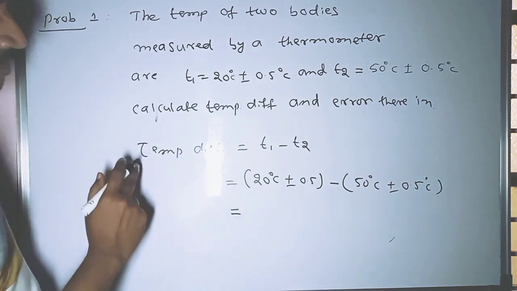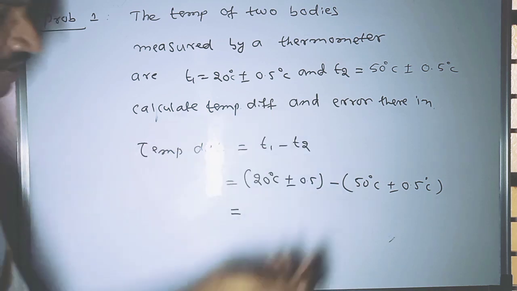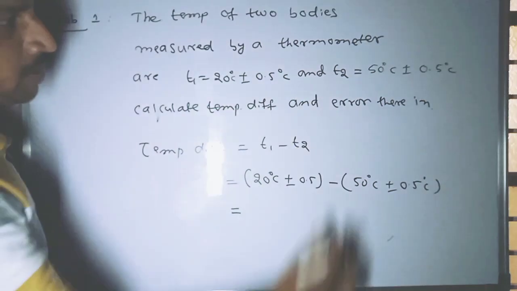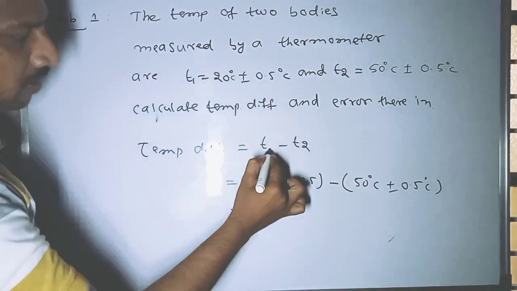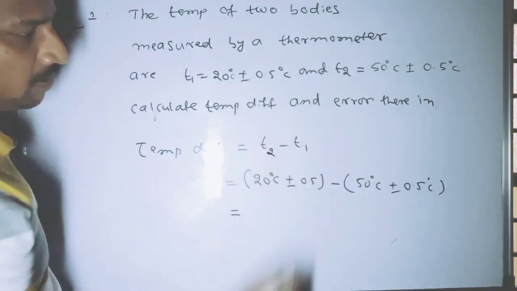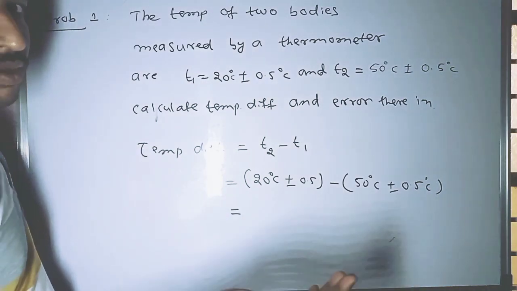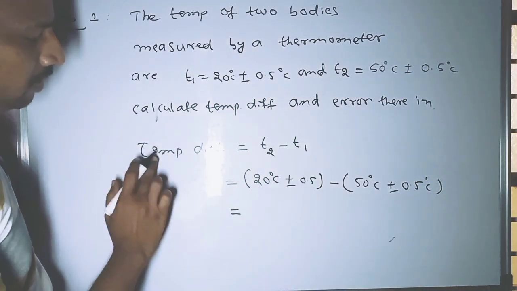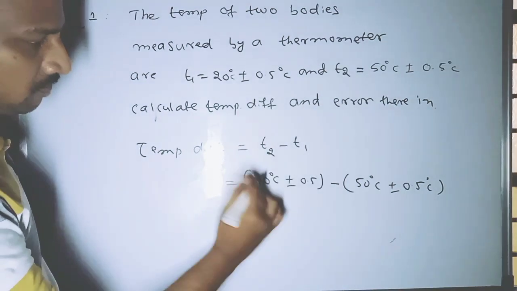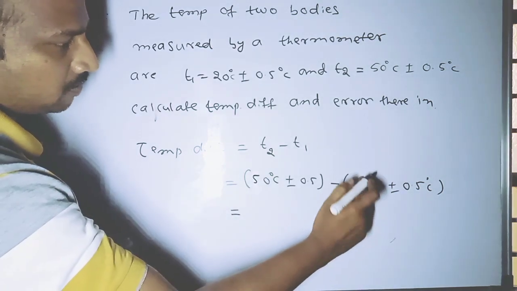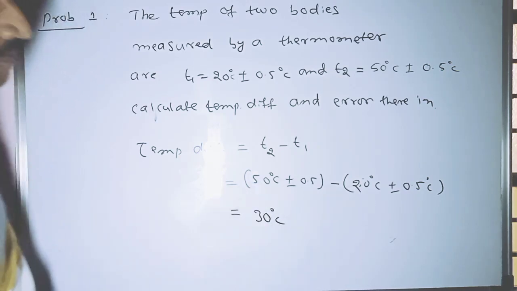So first of all, 20 degrees centigrade minus... for the temperature difference, where is the highest point? 50 degrees is the first one, and 20 degrees is the second one. Therefore here we have to write T2 minus T1. For temperature difference, it is compulsory that there is no plus and minus; whichever is higher, we have to take first. So here 50 degrees centigrade minus 20 degrees centigrade. 50 minus 20 is 30 degrees centigrade. This is the temperature difference.